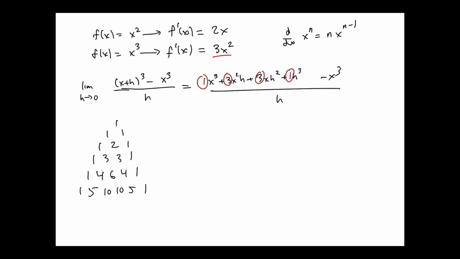These coefficients are called binomial coefficients because we're raising things to powers, but it turns out that they also come up in probability. In fact, you can write them in this notation, or you might have seen it written like this. Combinations.